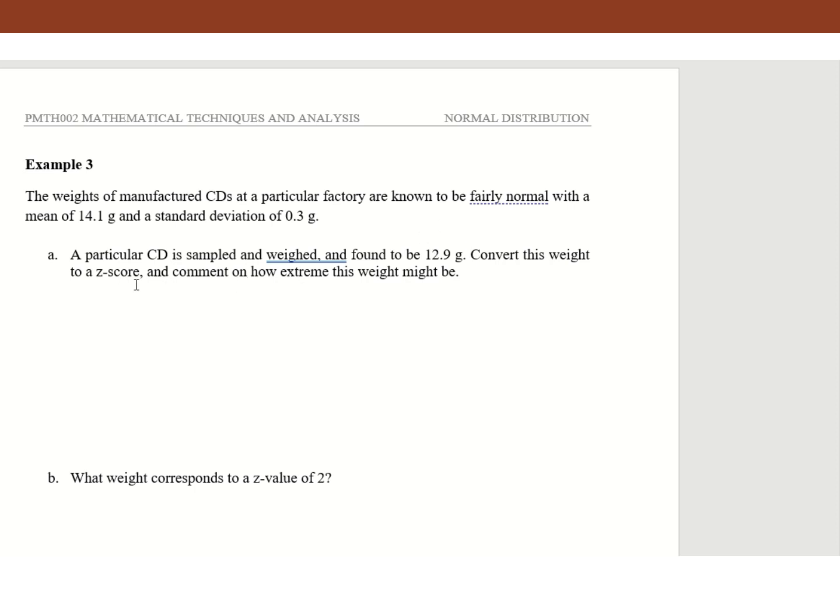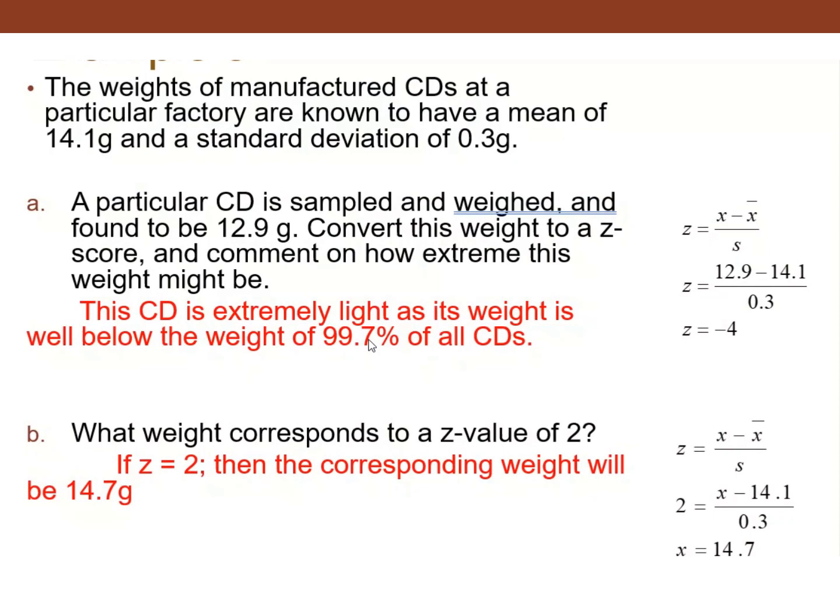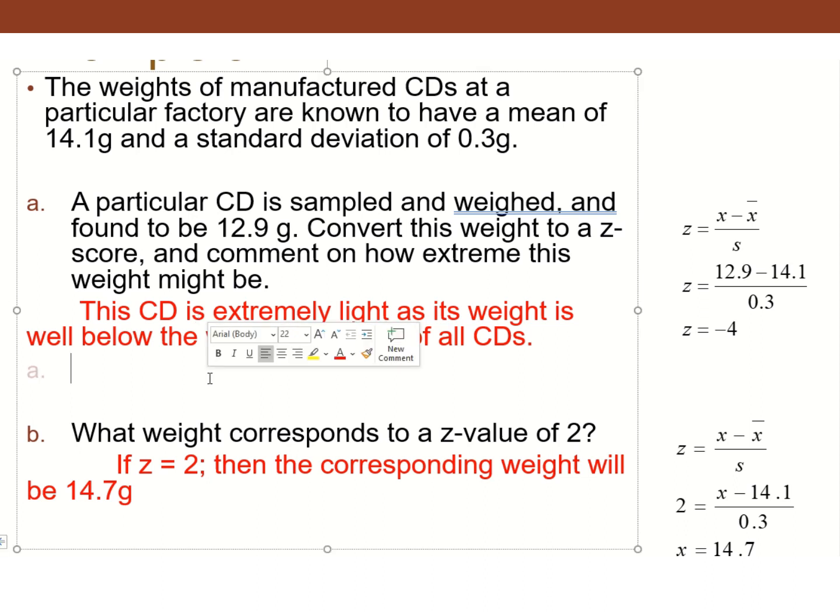Convert this to a Z-score. So how do you convert to a Z-score? Data 12.9 minus the mean, divided by the standard deviation, and you will find the Z-score. So what is the Z-score? It is -4. Okay, so it is extremely light. When it's negative, it's below the mean. You pretty much know it'll be on the light end, not on the heavy end, as it is well below the 99.7% of all CDs. Or in other words, you can actually just write it is quite unusual.